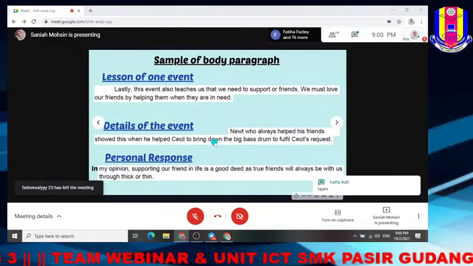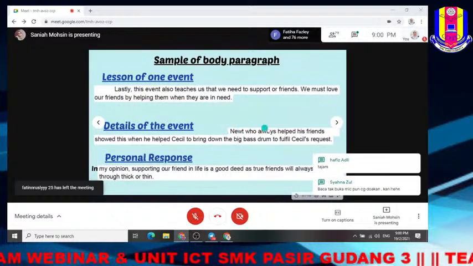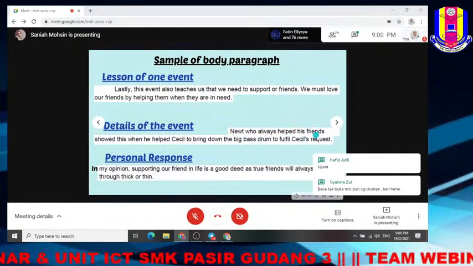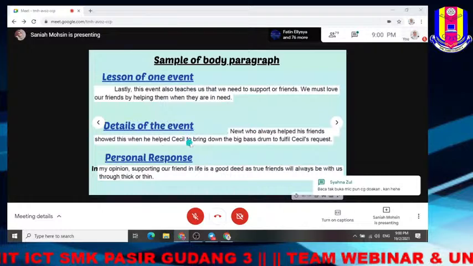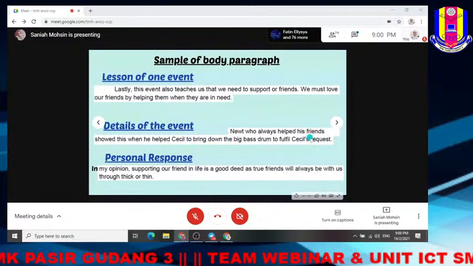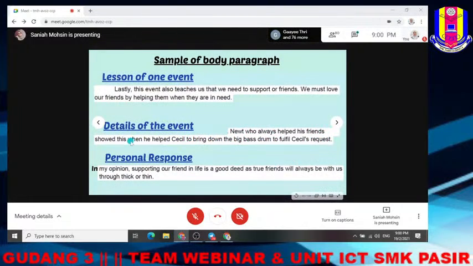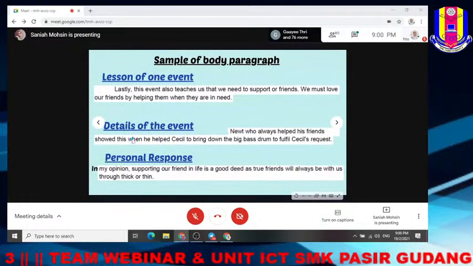The next one, details. Okay, don't forget yang kamu kena letak details juga. Newt, who always help his friend, okay, helps to bring down the big bass drum to fulfill Cecil's request. So detail pun kita mesti letak dalam body paragraph tu.